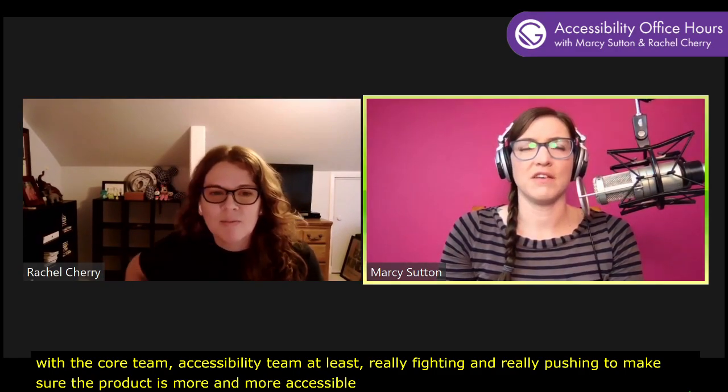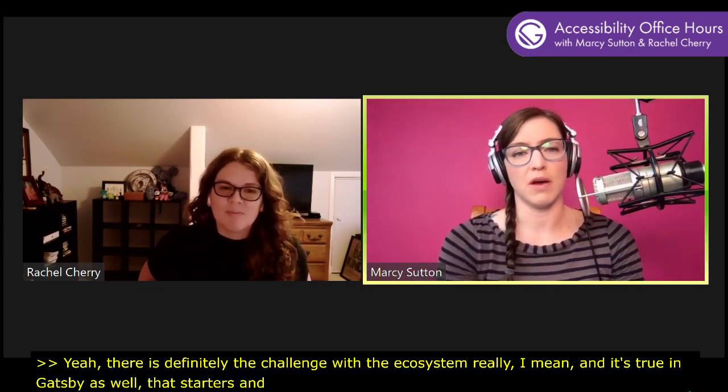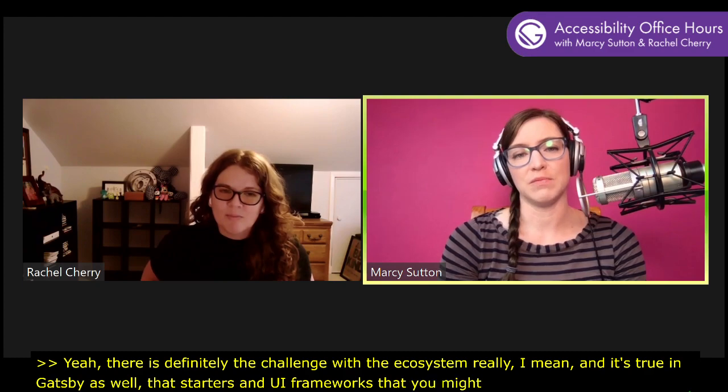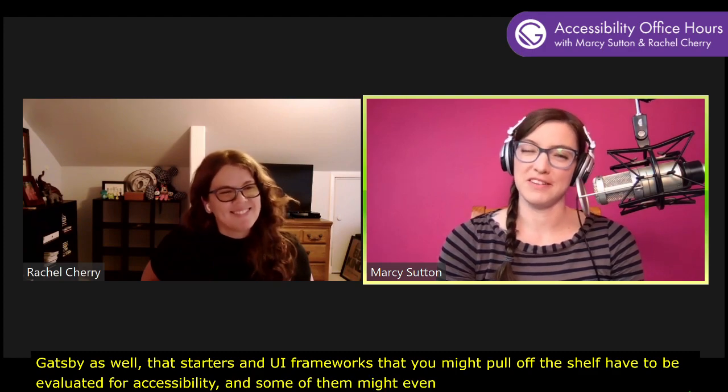Yeah, there is definitely the challenge with the ecosystem. Really, it's true in Gatsby as well that starters and UI frameworks that you might pull off the shelf have to be evaluated for accessibility. And some of them might even say they have accessibility, but do they really?